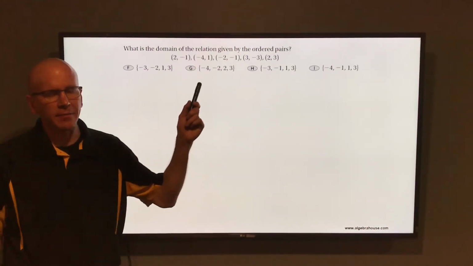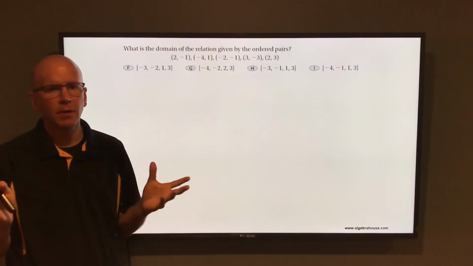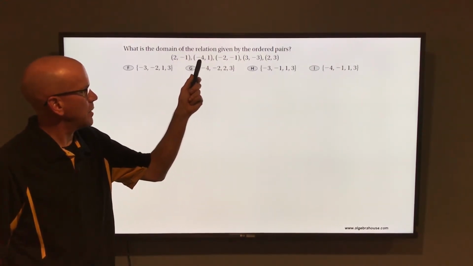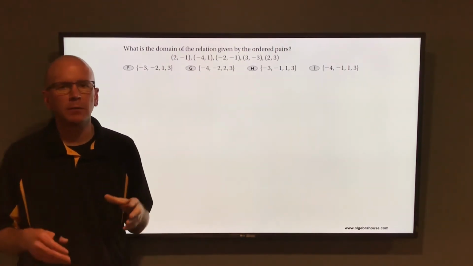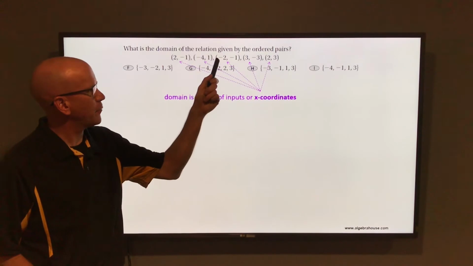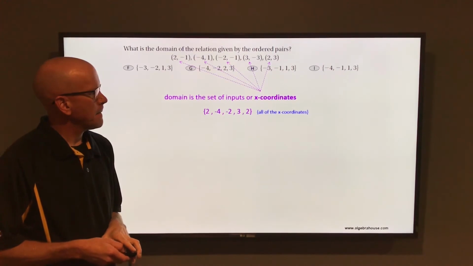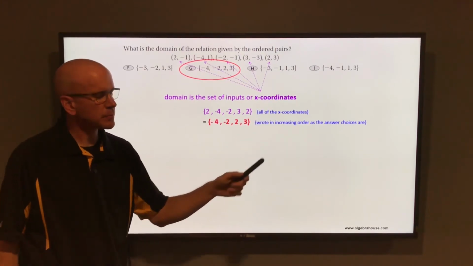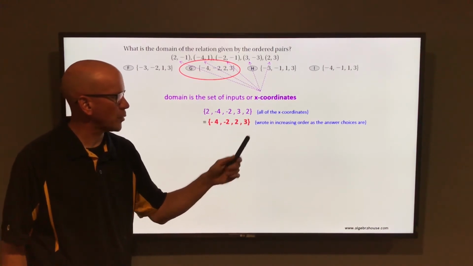It says, what is the domain of the relation given by the ordered pairs? Remember, the domain is the set of X coordinates, also known as the inputs. So the X coordinates listed here are 2, -4, -2, 3, and 2. Now the 2 does show up twice, but you don't need to list it twice when you're stating the domain. So we're looking for an answer that has a 2, a -4, a -2, and a 3, and once again, you don't need to state the 2 twice. So the best answer would be letter G. That doesn't match the order that we have them in, but you notice they are listed in order going from negatives to positives. So -4, -2, 2, and 3, that is the domain.